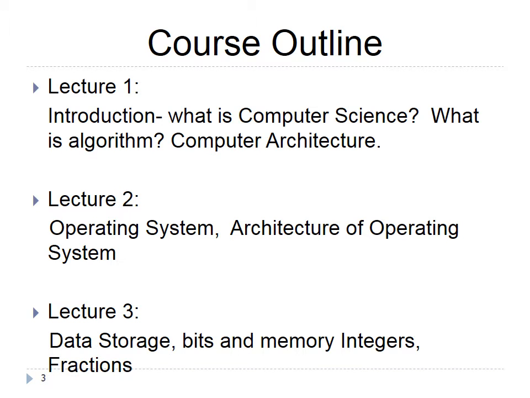In lecture 1, we will discuss the computer science definition. Then we will discuss the architecture of computer, and later in this lecture we will discuss what is algorithm. We will also discuss few algorithm examples. Second lecture would be related to the introduction of operating system and architecture of the operating system. In the third lecture, we will study about the data storage techniques, data storage devices. We will also talk about some basic definitions such as bits, bytes.